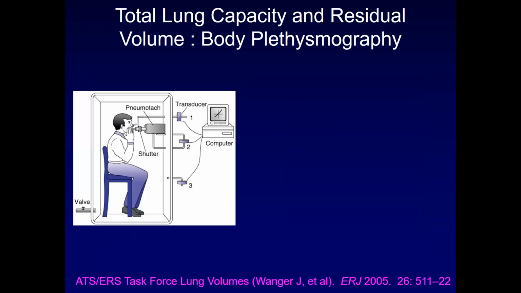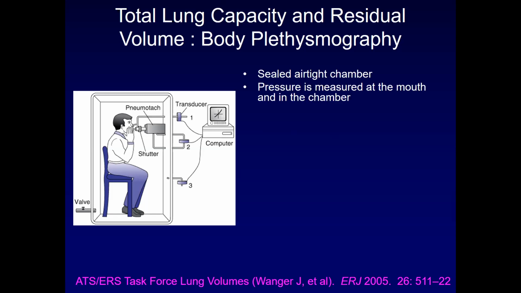The first topic today is lung volumes. The most common way that we measure lung volumes in our laboratory is body plethysmography, where, as you can see on the slide, a person sits inside a body box in which they have a pneumotach that measures everything you blow out. There's a shutter on the machine itself. The patient has nose clips, and the box is completely sealed. So it's a sealed airtight chamber, and pressure is measured both at the mouth and in the chamber.